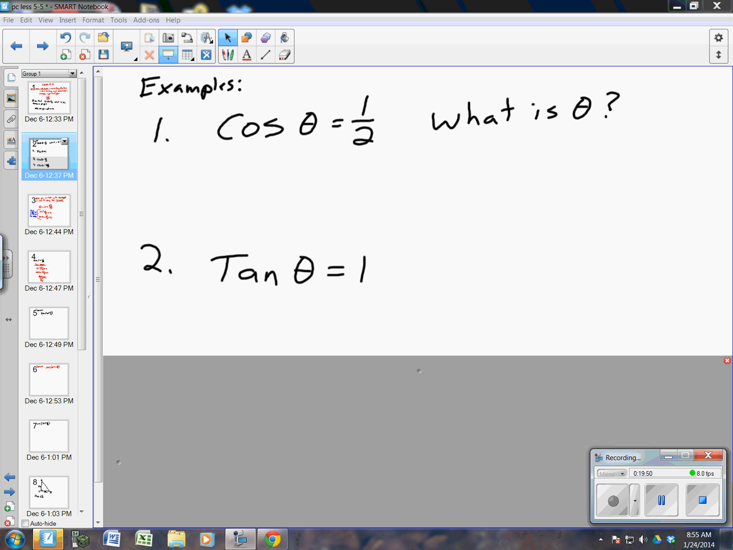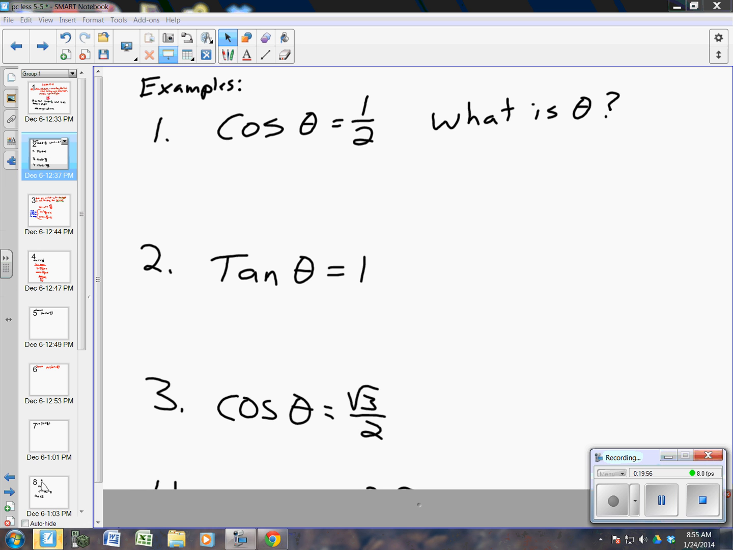Okay, so we got that one. 45 and 225, because root 2 over 2 divided by root 2 over 2 is 1. Okay, next one. Okay, person A, do this one. Go. Okay, 30 and 330.